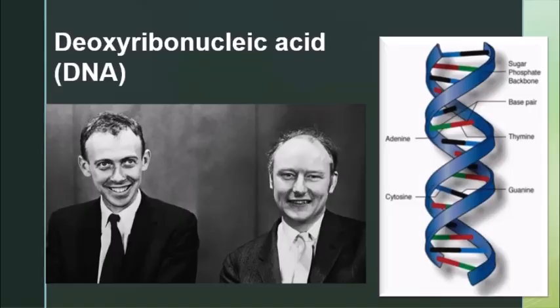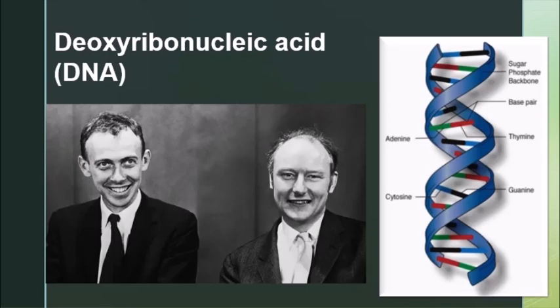Hello students, this is part 2 of the chapter Heredity and Variation. Now in part 1 we learned about chromosomes. The chromosomes are mainly made up of DNA. So we will study what DNA is. Now DNA is deoxyribonucleic acid.